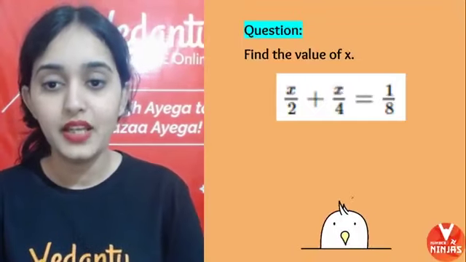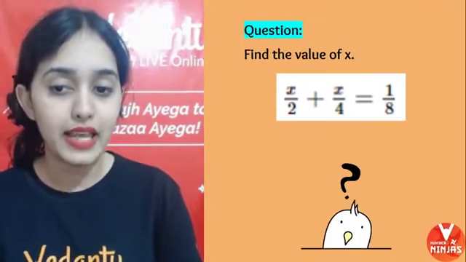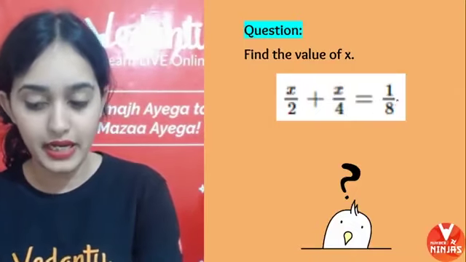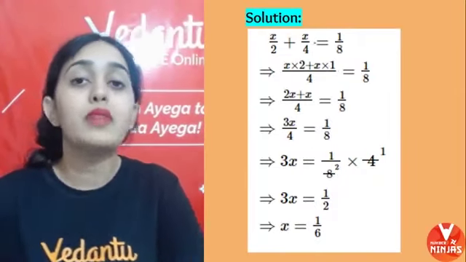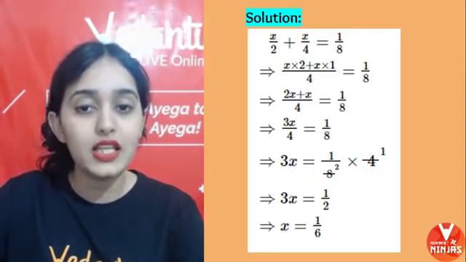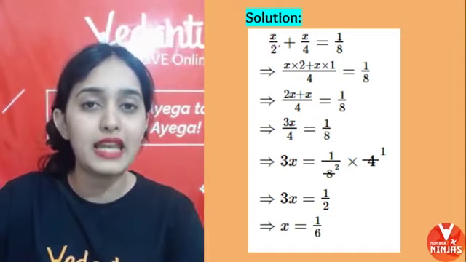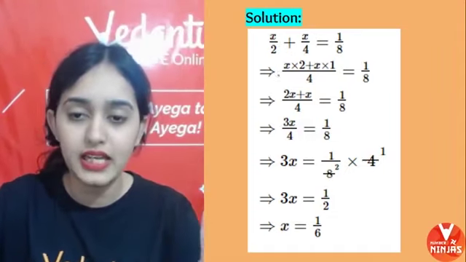Okay. Next, find the value of x in x divided by 2 plus x divided by 4 equals to 1 by 8. Very simple. So we simply have to do addition of fractions. But what's different here is we have x also in fraction. So don't worry guys, just treat x as 1. ठीक है, उस तरीके से solve करो.